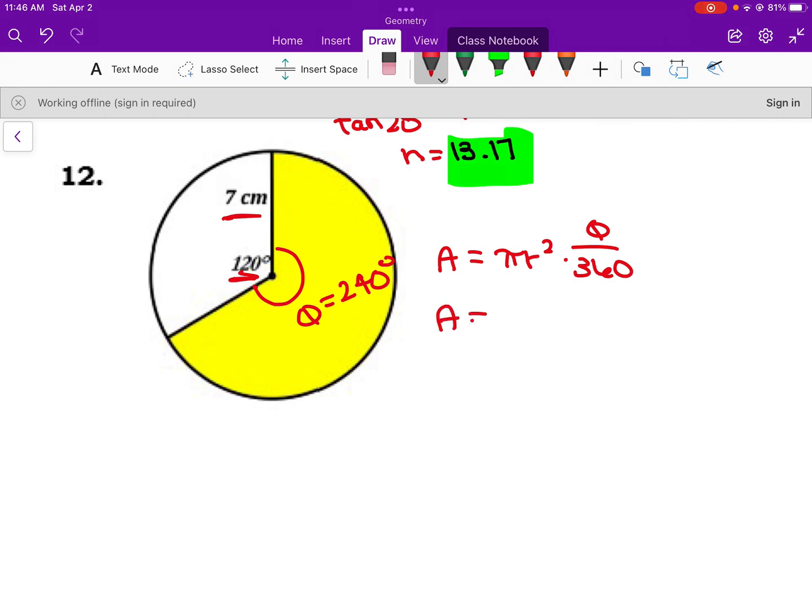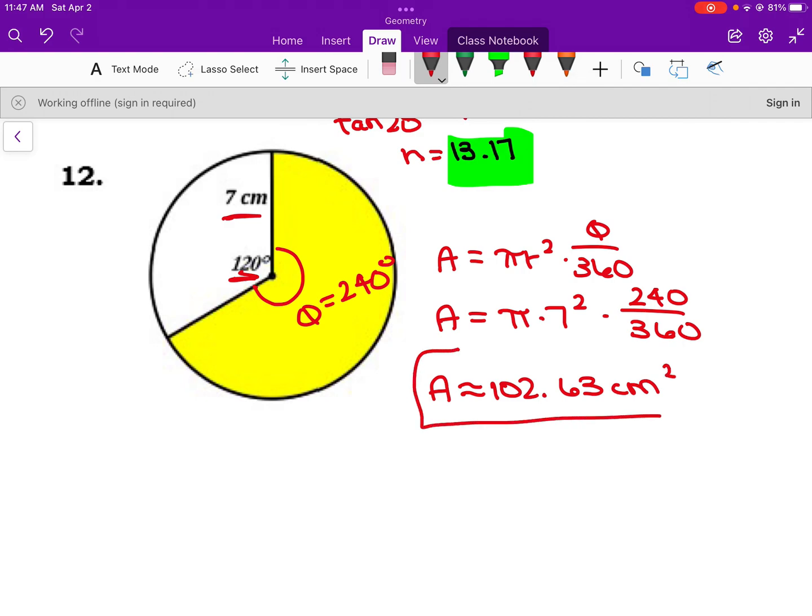Radius is 7. So my area is going to be pi times 7 squared times 240 out of 360. And then now I'm just crunching the numbers. So 7 squared is 49 times pi times 240 out of 360. And then we should get 102.63 if we were to approximate. So area is about equal to 102.63, and then we'll go with centimeters squared.